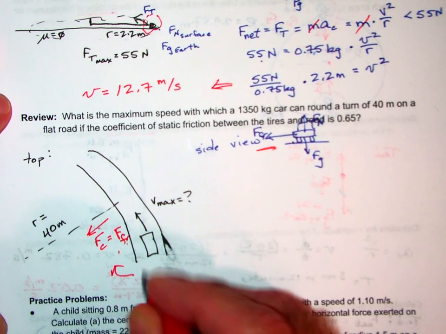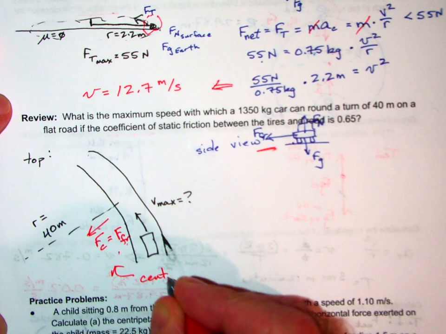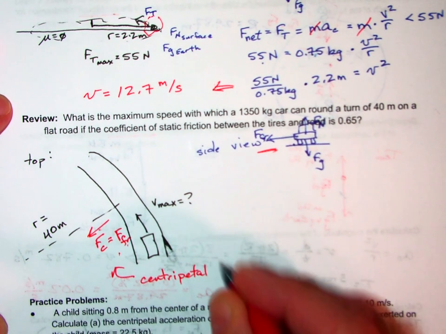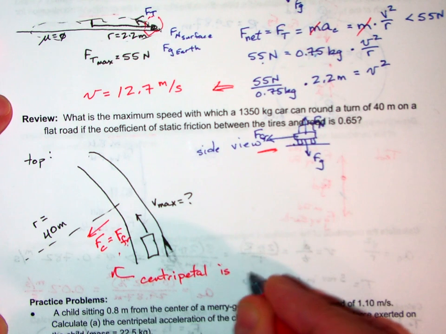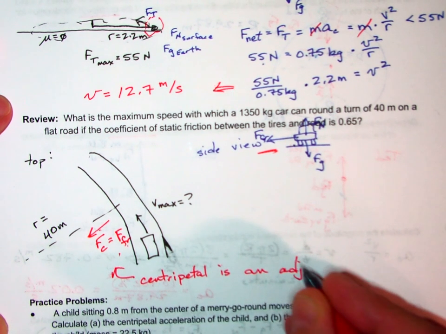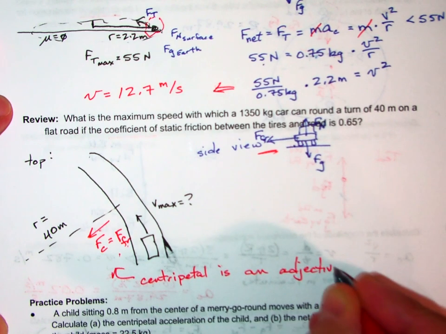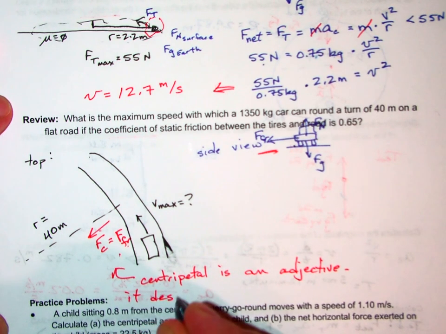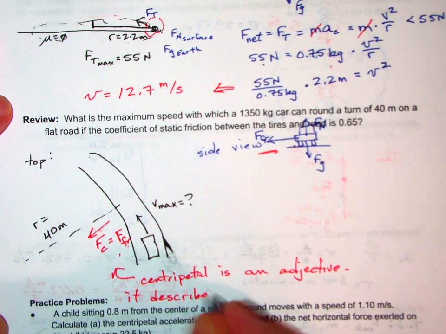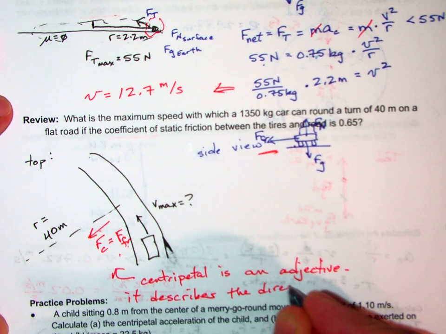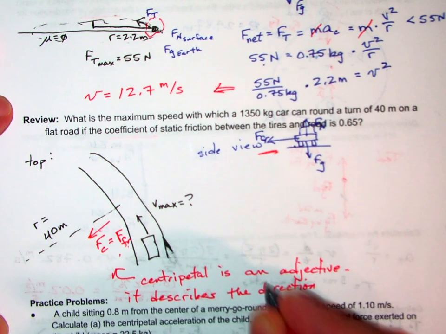So centripetal is an adjective. It describes the direction of an existing force.